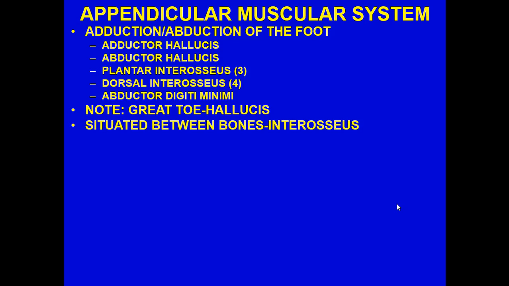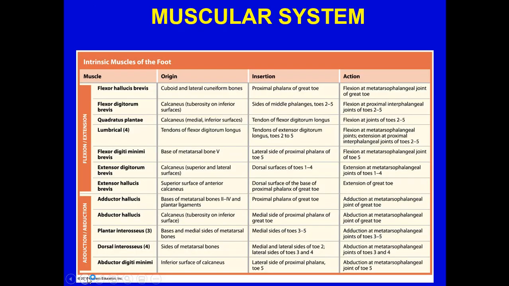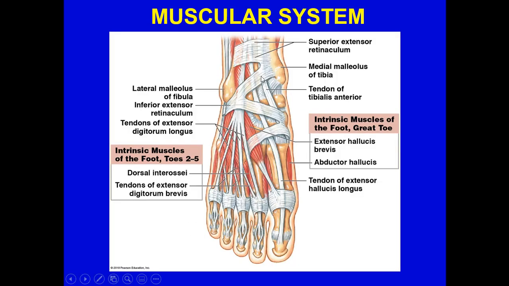Keep in mind several of the terms. If you're situated between bones, we call that interosseous. So the plantar interossei are going to be actually located between some of the bones. And we'll get into those in a second. The great toe is the hallucis. Okay? So, again, review the names, review their actions. Don't sweat as much about the origin and the insertion.